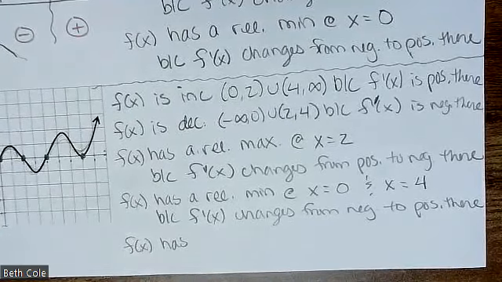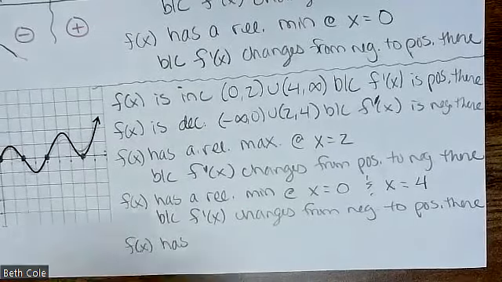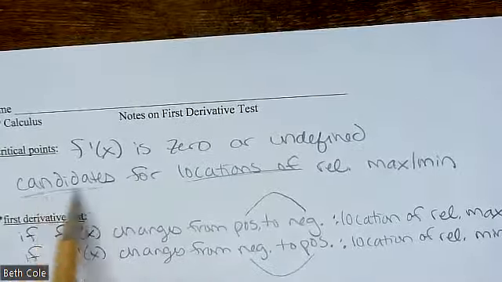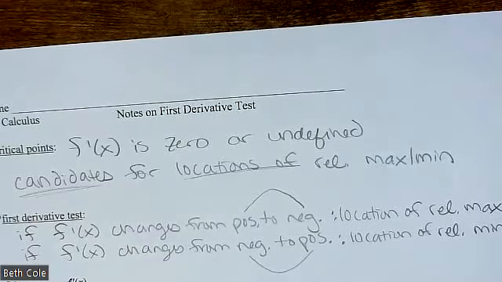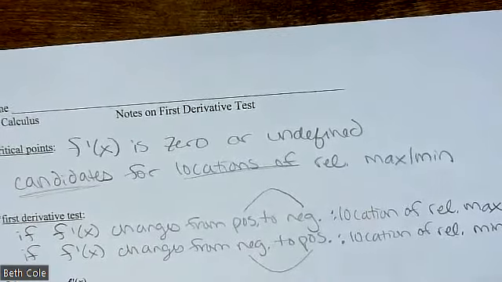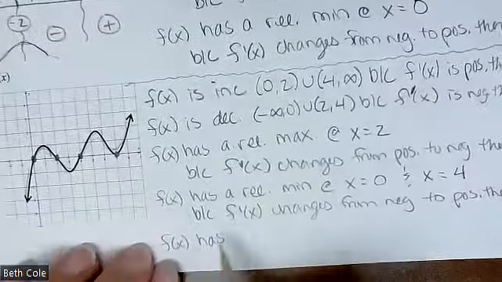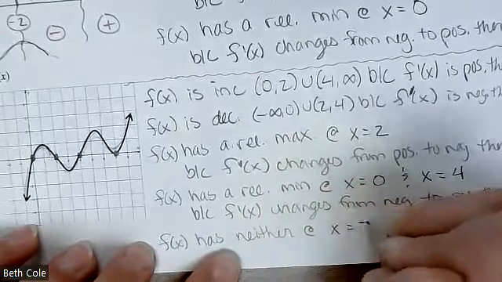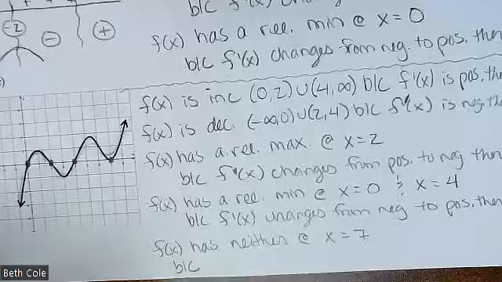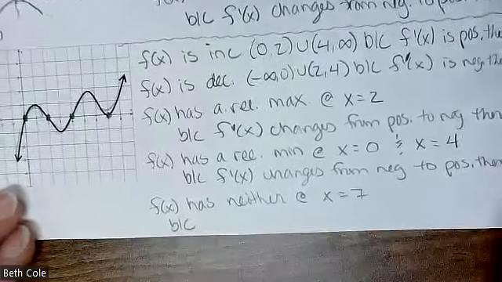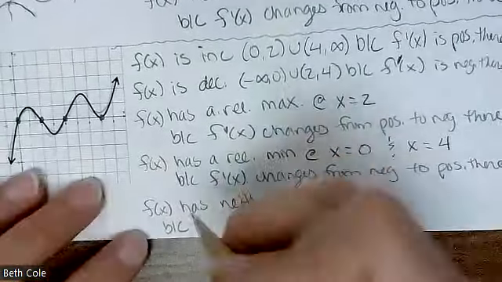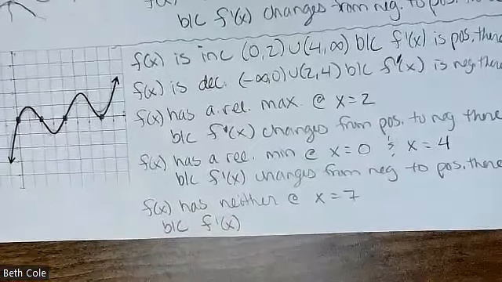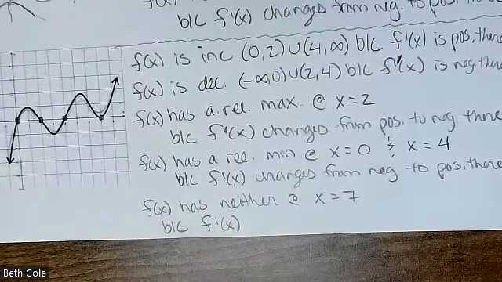So would there be a relative maximum or minimum? No, and this is what I was saying about them being candidates. Still a critical point, but it didn't give us a location of a relative maximum or minimum. So we're going to say f of x has neither at x equals 7. And how would you word that? There's a few ways you can say that. Like, how would you put that in your own words? Because f prime, you could say because f prime does not cross the x-axis. What else could you say?